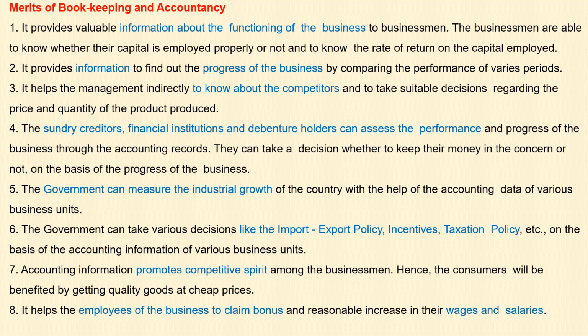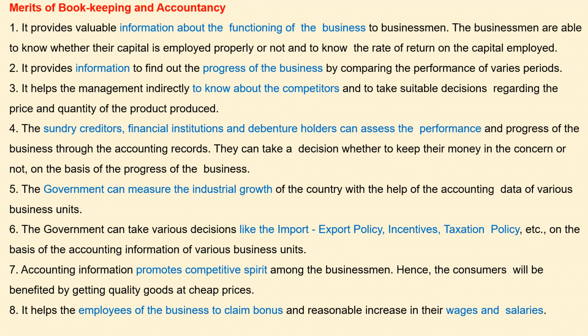Fourth one, the sundry creditors, financial institutions and debenture holders can assess the performance and progress of the business through the accounting records. They can take a decision whether to keep their money in the concern or not on the basis of the progress of the business. Creditors are those who supply goods on credit basis for 3 or 6 months. Financial institutions, usually banks, provide long-term loans. Debenture holders also provide long-term loans.